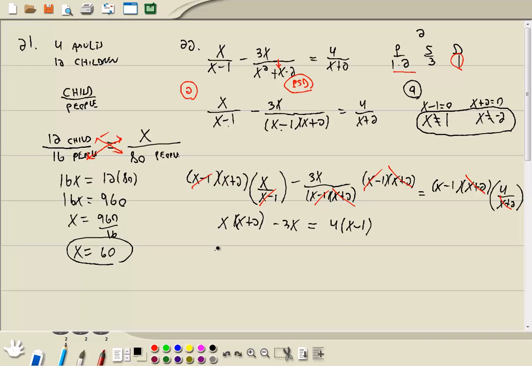Distributive property: x times x is x squared, x times 2 is 2x, minus 3x equals 4 times x is 4x, 4 times negative 1 is negative 4. Always combine like terms. 2x minus 3x is negative 1x, or negative x. Okay, now we want to solve for x. This is a quadratic, which means we want to get everything over to one side, 0 on the other, because we're going to use the zero factor property. So take 4x over, take negative 4 over.